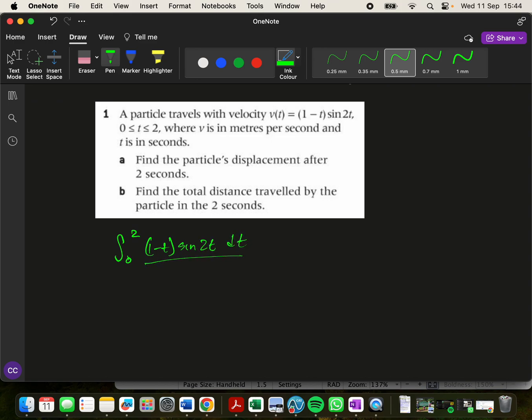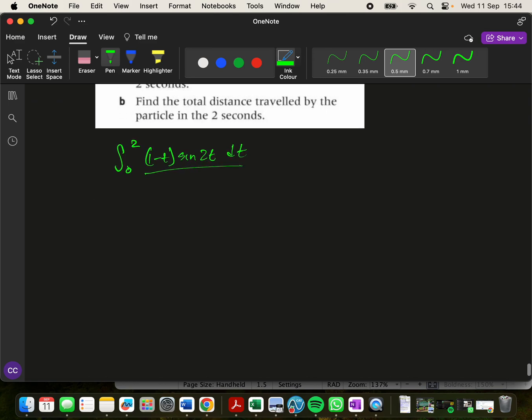Now, that does not integrate very well as such because I don't have common things. So I'm going to expand that. So I'm going to end up with the integral of sine of 2t minus t sine of 2t dt. Now, that I can split because it's just subtraction. So that's actually the integral of sine of 2t dt minus the integral of t sine 2t dt.